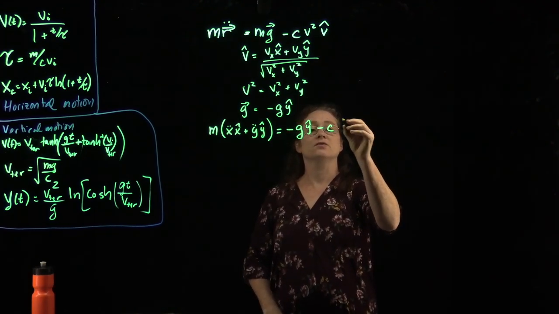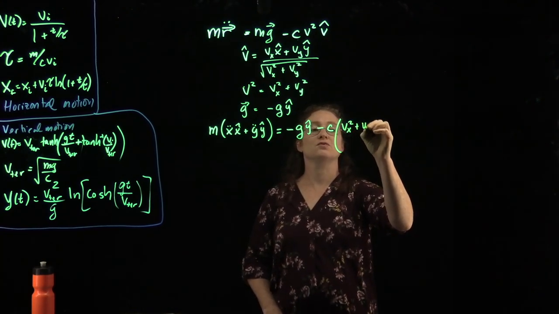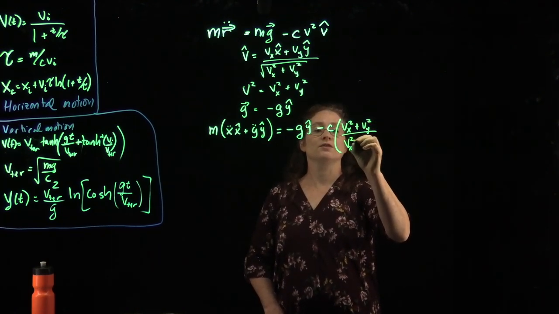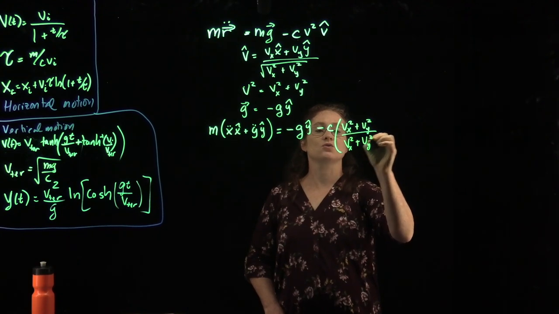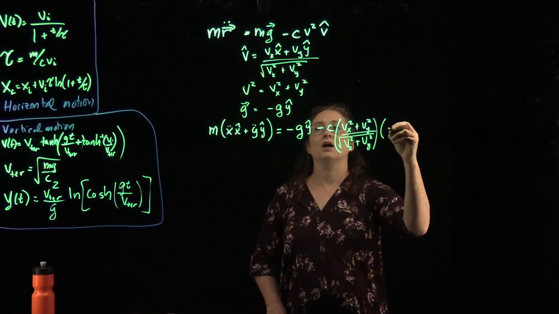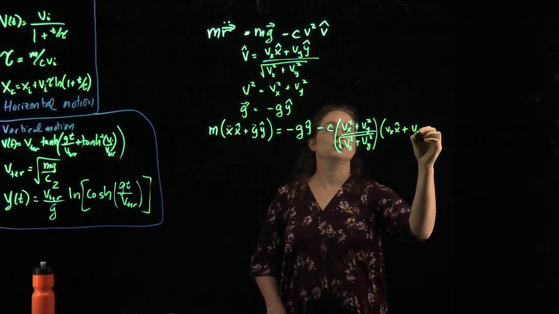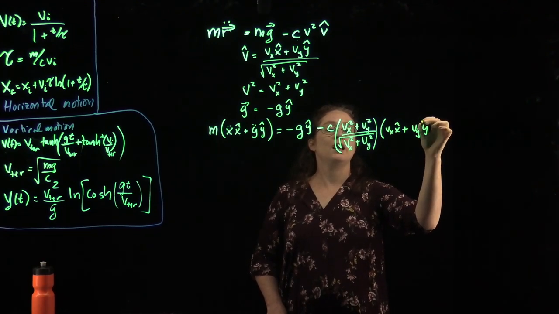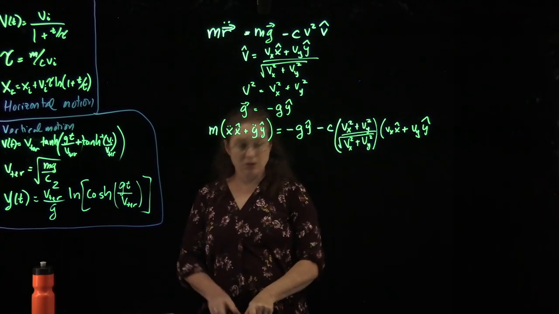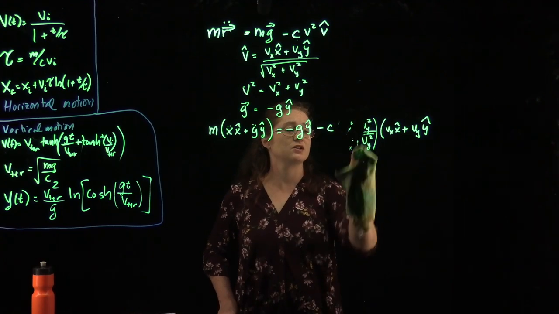That is going to give, so I will just write it out big and ugly, v_x squared plus v_y squared over the square root of v_x squared plus v_y squared times v_x x hat plus v_y y hat. This term here we can replace by the square root of v_x squared plus v_y squared.